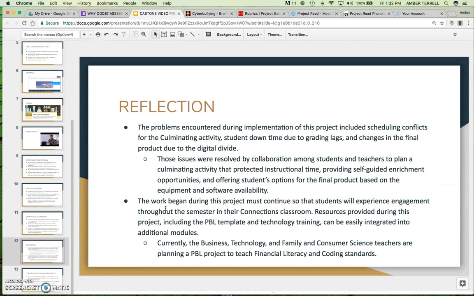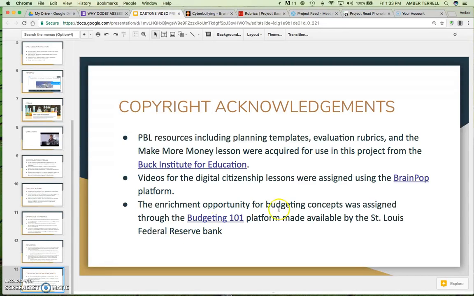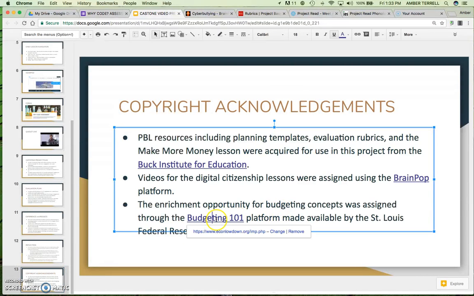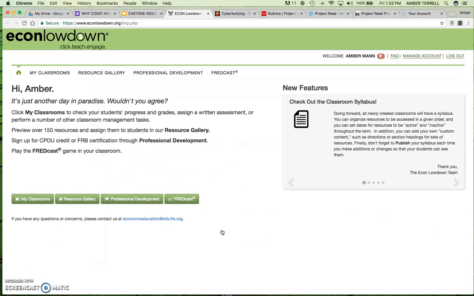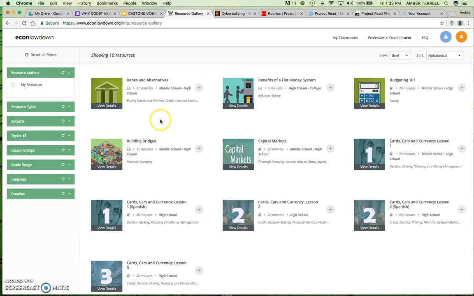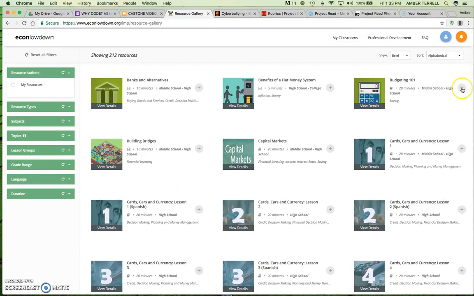Lastly, we offered an enrichment opportunity from the St. Louis Federal Reserve, and that was through a platform called Budgeting 101. To get there, you would actually have to create an Econ Lowdown account, click on Resource Gallery, and then you will see here Budgeting 101, and you click this plus and it ends up in your resources. And Econ Lowdown is a learning management system. You will be able to see your students, you'll be able to see their progress and see their student achievement scores.